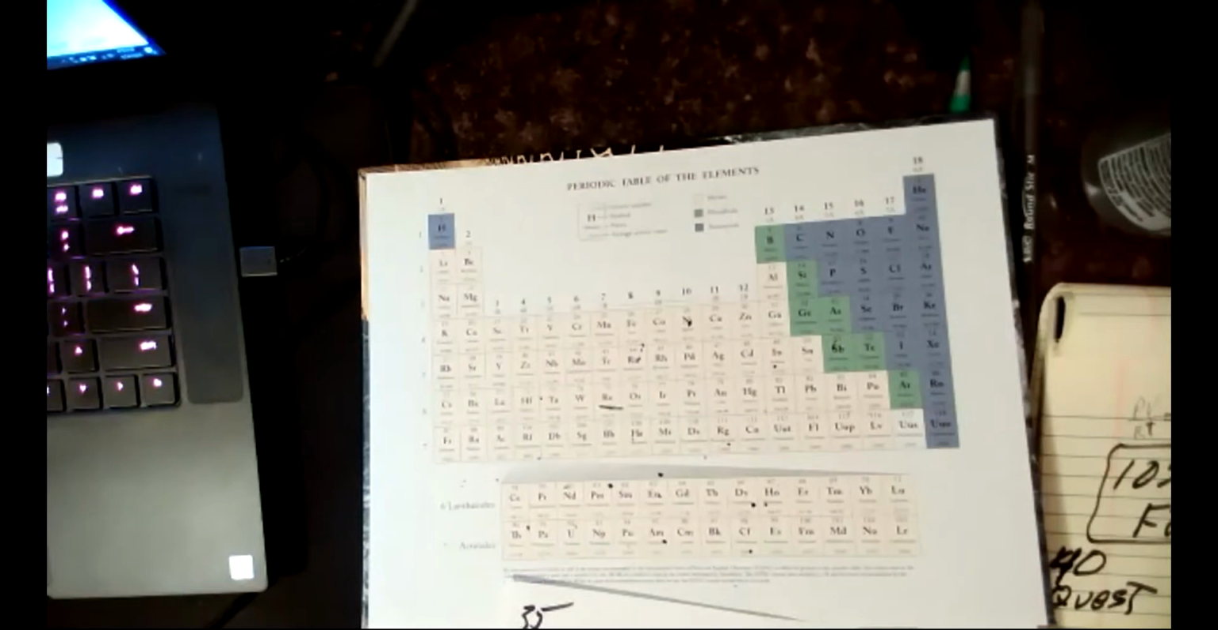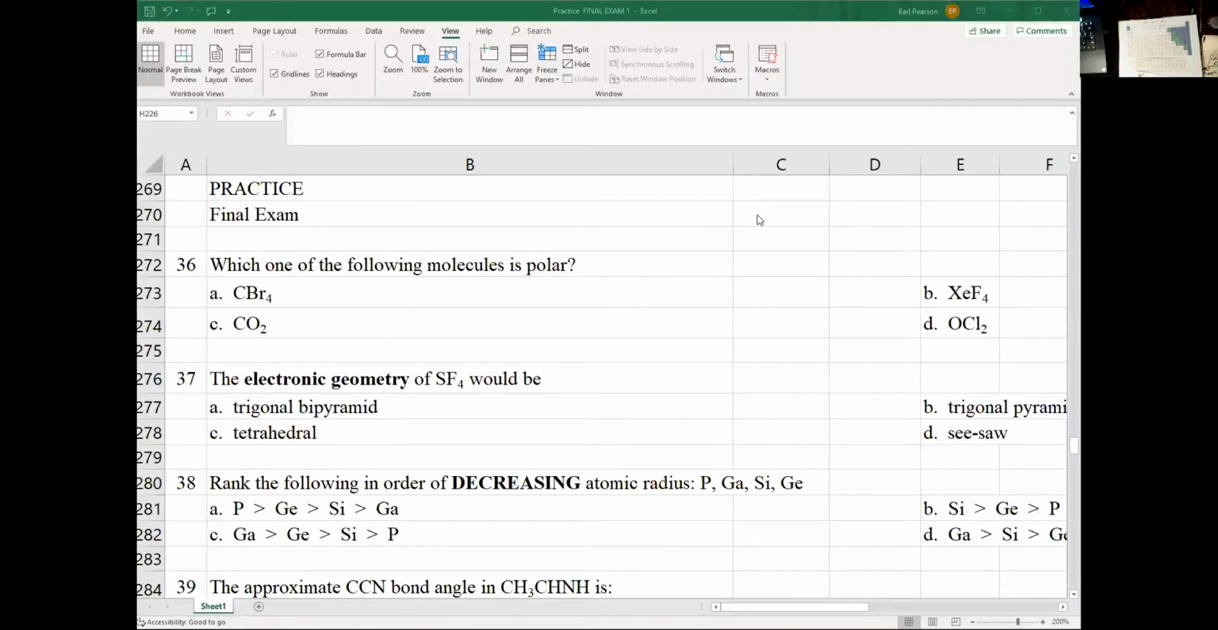Number 36. Which of the following molecules is polar? I need to share my screen with you again. Okay, which ones are polar? Okay, well, 36. This is a carbon compound that we can pretty easily do. Carbon needs 4 bonds, and it turns out this compound has 4 bromines. Bromine needs 1 bond each.